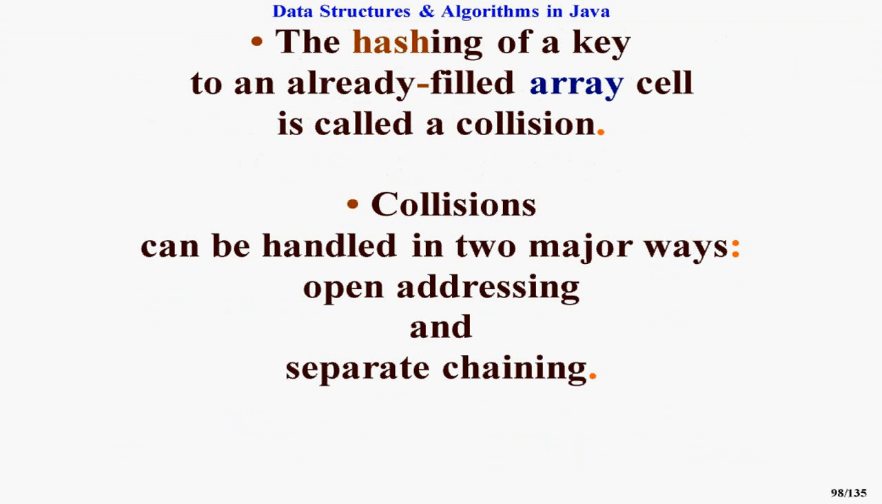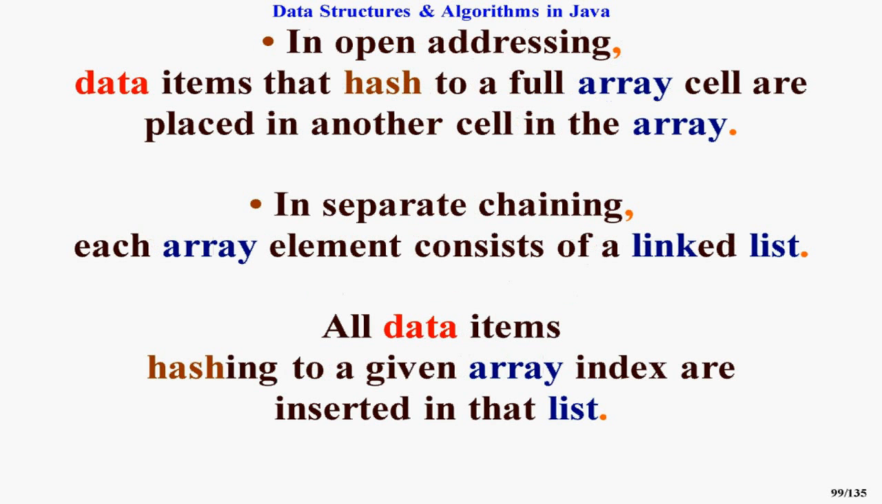The hashing of a key to an already filled array cell is called a collision. Collisions can be handled in 2 major ways: open addressing and separate chaining. In open addressing, data items that hash to a full array cell are placed in another cell in the array. In separate chaining, each array element consists of a linked list. All data items hashing to a given array index are inserted in that list.